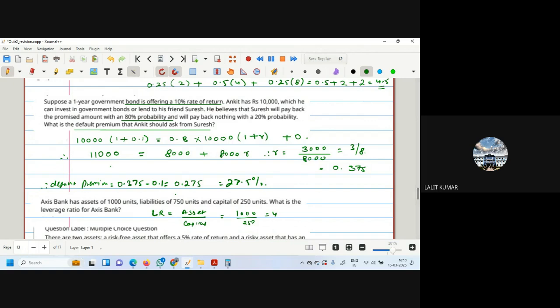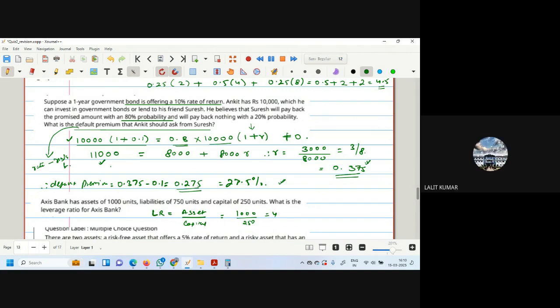So what we do, first of all we find the return in the risk-free, which is 10,000 into (1 plus 0.1), this is 11,000. And this should be equal to 0.8 into 10,000 (1 plus R), suppose he is charging R, plus 0. So from here, the rate of return comes to 0.375, that is 37.5%. And now remember the default premium by definition is the rate which you are charging minus the risk-free rate. So this will become 0.375 minus 0.1, so this becomes 0.275. Is this okay?